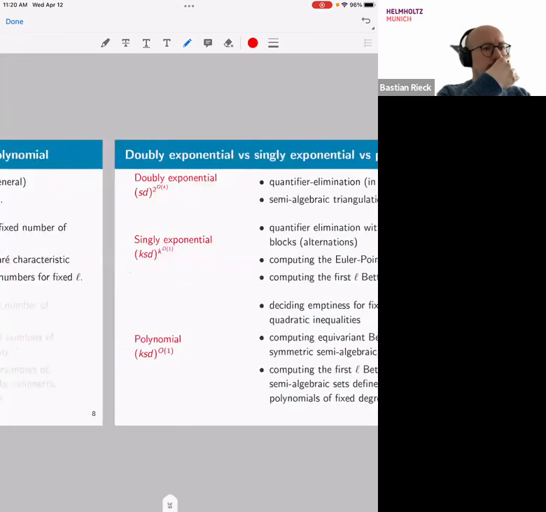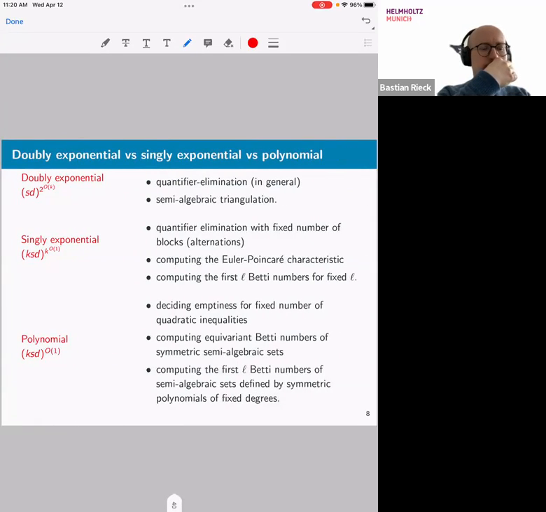And then there are algorithms which are even polynomial in all the parameters. By the way, in the previous few, the doubly exponential and singly exponential, if the number of variables is fixed, then of course in the other parameters these are polynomial. But there are certain algorithms which are polynomial in all three parameters, and these include, for example, deciding whether a semi-algebraic set defined by a few quadratic inequalities is empty or not, which can be done in complexity polynomial in the number of variables.